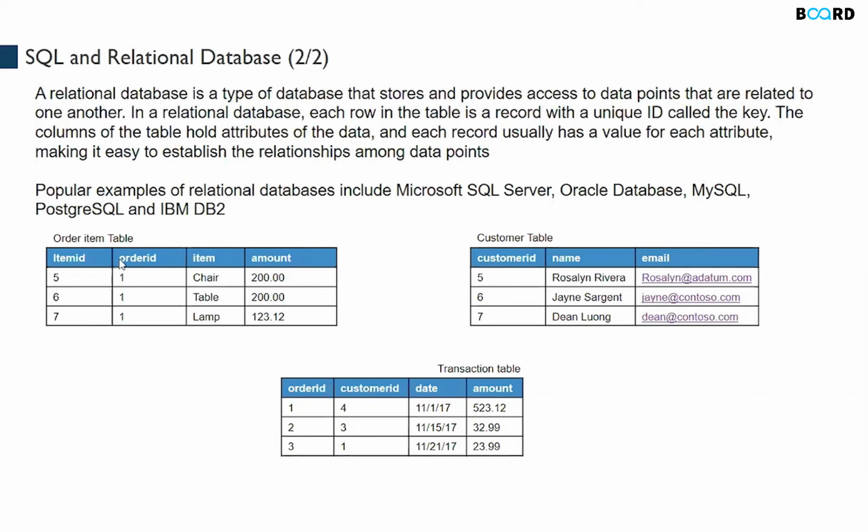The columns that you see hold the attributes of this data. What do attributes mean? It means nothing but fields. It has item ID, order ID, item and amount, right? Now, there are some popular examples of relational databases. Some of the examples I've listed down here. Of course, it is not everything, but some examples are Microsoft SQL Server, Oracle Database, MySQL, PostgreSQL, and IBM DB2. These are some of the platforms that allow you to work with a relational database.